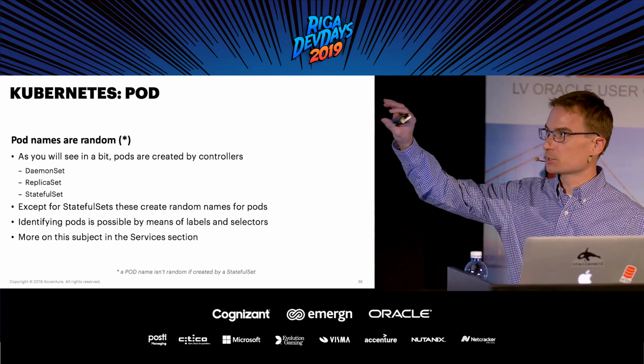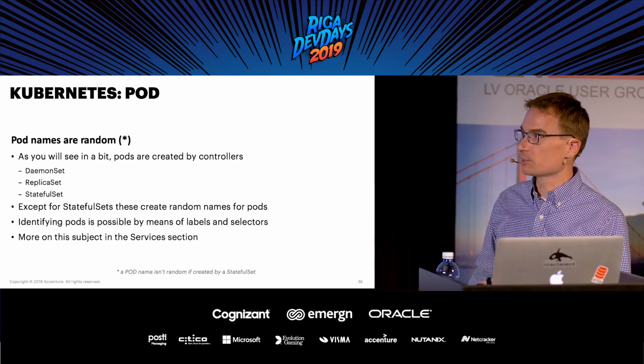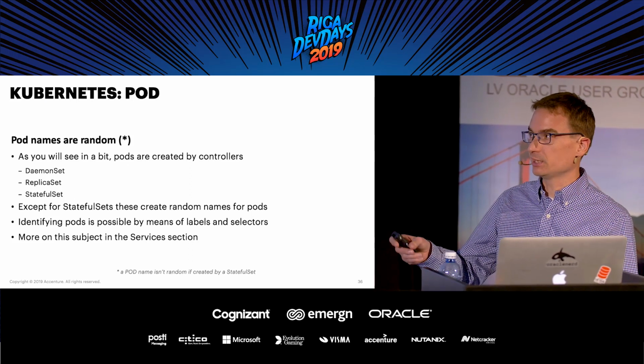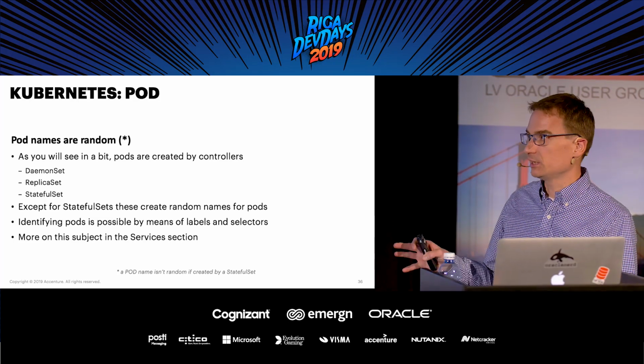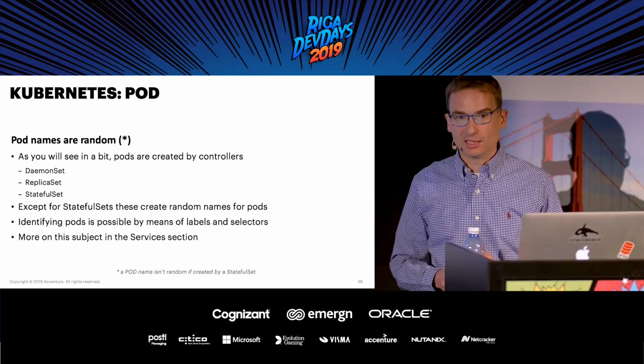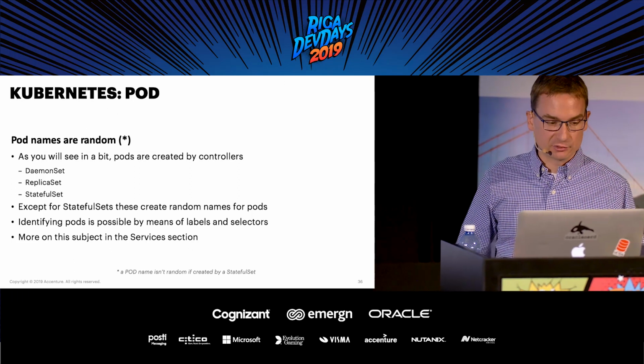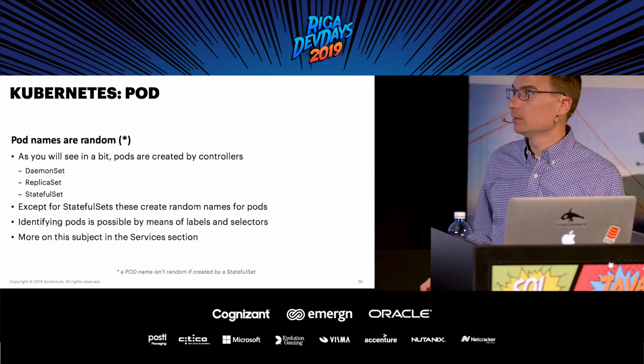So the most important one is probably the deployment, and the deployment uses a replica set. I'll talk about that in a bit. And then we've got a stateful set as well. The pod names are random, except for those that are created by the stateful set. Now let's have a look at these.